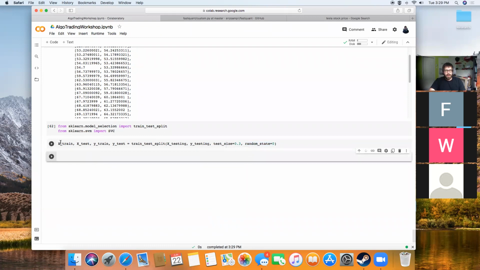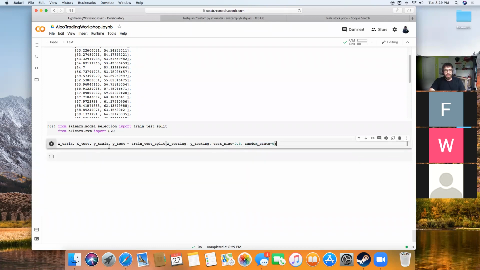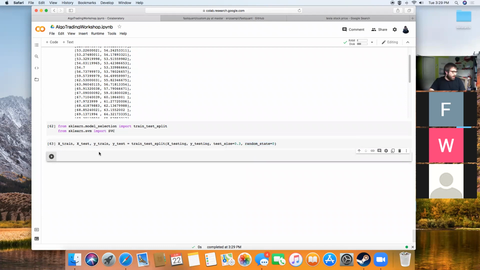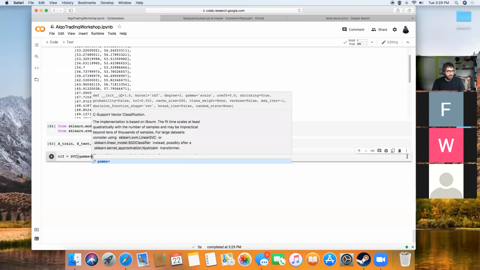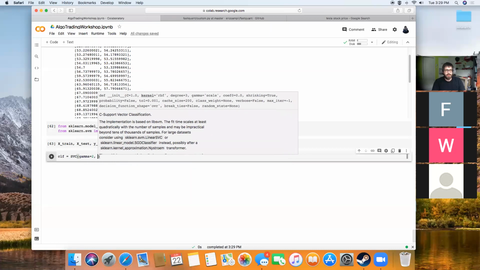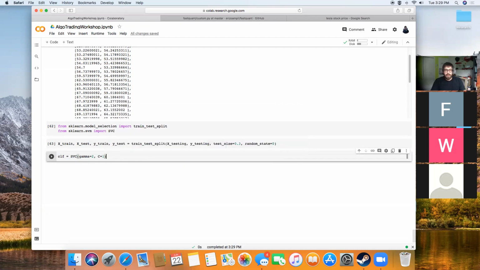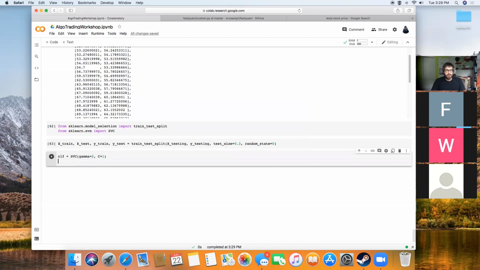Okay, so now we have our data split into training and testing, and now we're ready to train a classifier. I'm going to use a support vector machine classifier from the library. Again, we're not going to discuss classifiers and how to use them, unless you have a specific question, because that requires a completely different workshop.